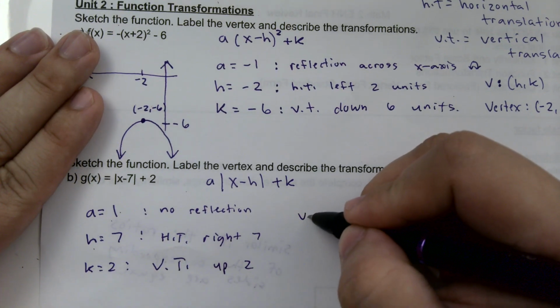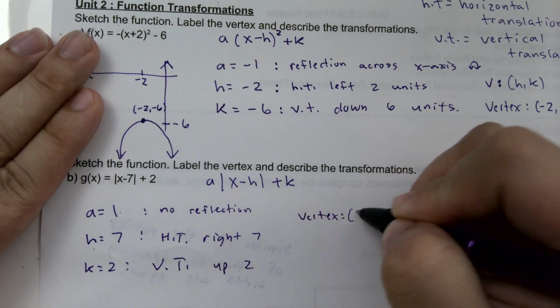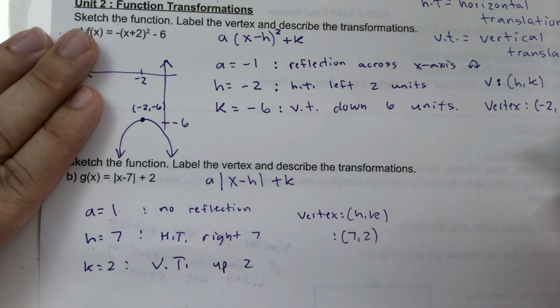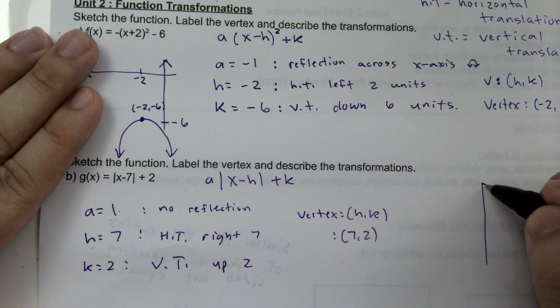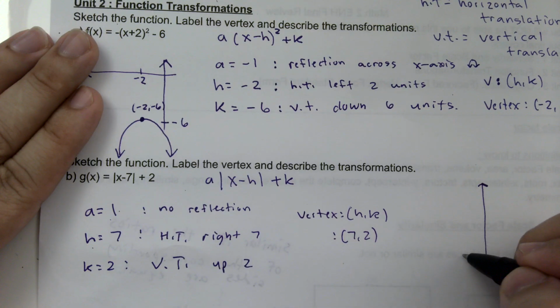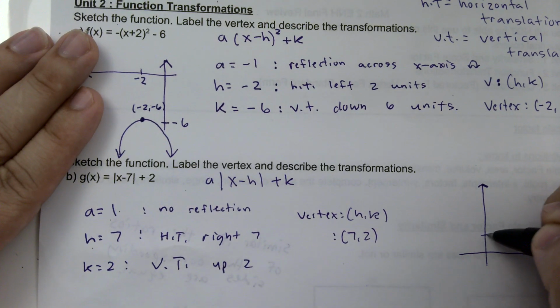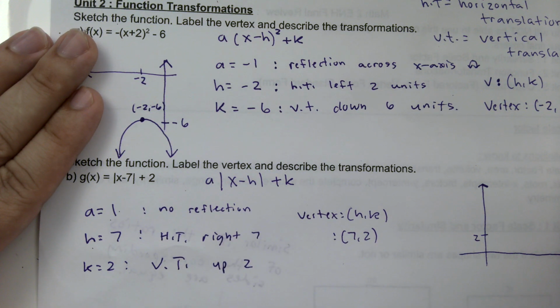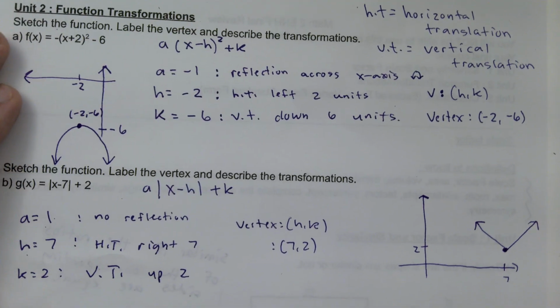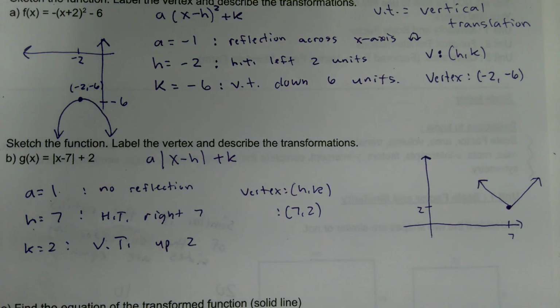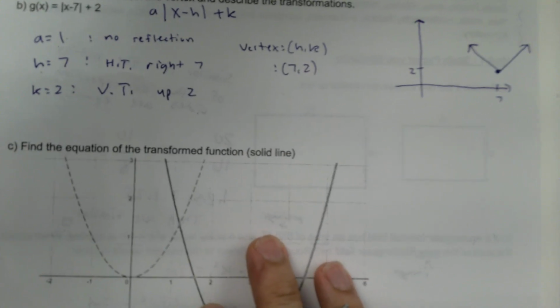My vertex, h, k, therefore it is at 7 comma 2. Let's sketch it. It's at 7 comma 2. There was no reflection, so it's still going to point up. Your final will look like a combination of B and C.